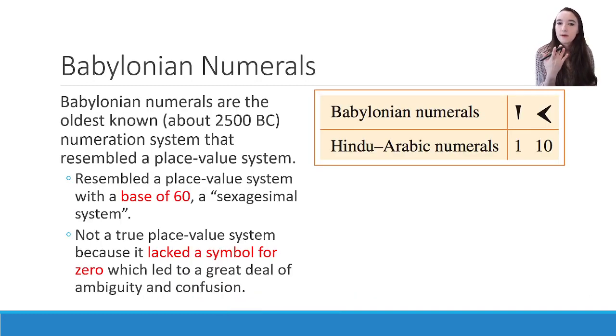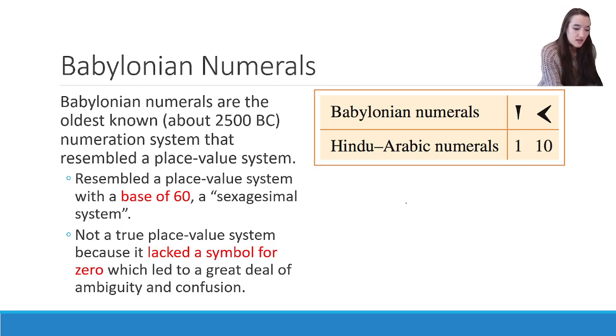So to start, we'll look at the Babylonian numerals. Babylonian numerals are the oldest known, about 2500 BC, numeration system that resembles a place value system with a base of 60, which is called a sexagesimal system. But the reason it is not a true place value system is because it lacks a symbol for 0, which leads to a lot of confusion and ambiguity.